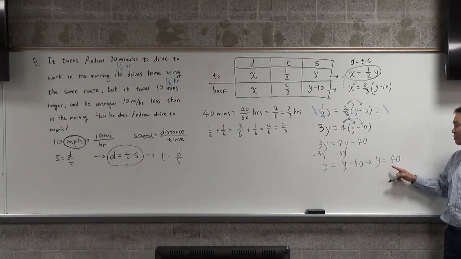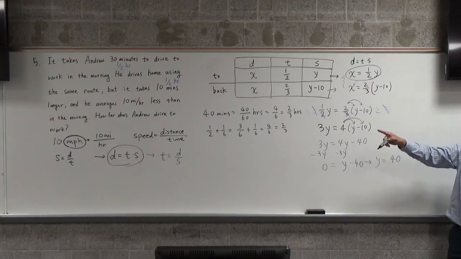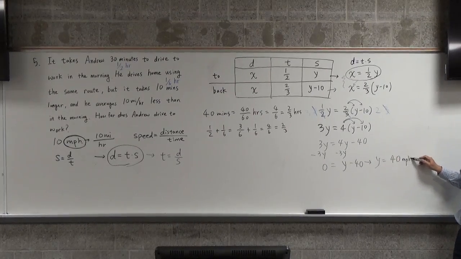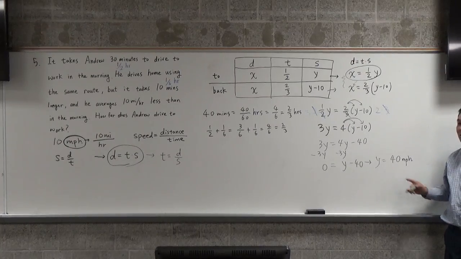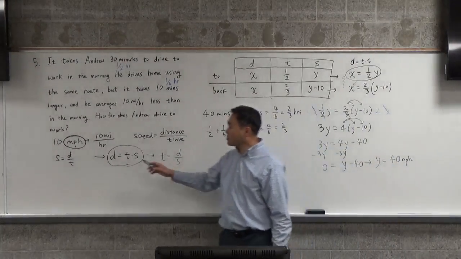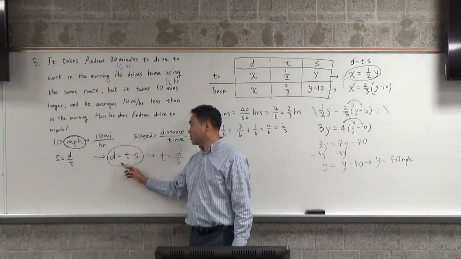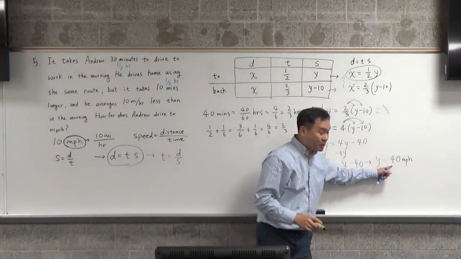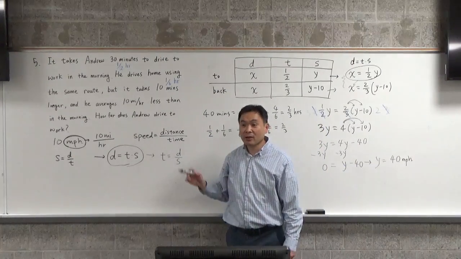Miles per hour. Right. y was speed, and the speed in the word problem was measured as miles per hour. So there's 40 miles per hour. Is that the answer? No. Why? It's asking for distance. Okay, so how do you convert this to distance? Distance is multiplied by time times speed. So you multiply 40 by half an hour.